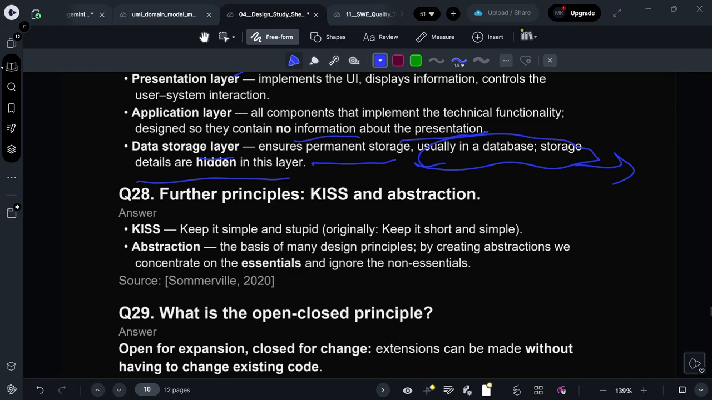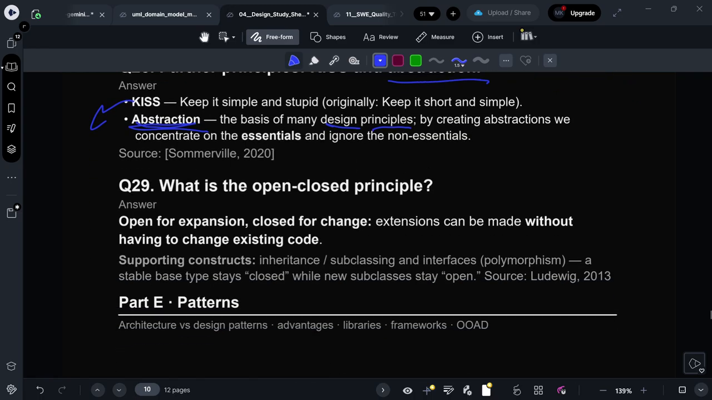Then we have further principles like KISS and abstraction. KISS is keep it simple and stupid. Originally keep it short and simple. But keep it short and simple is a little difficult to memorize. That's why they said it like this. Then we have abstraction, the basis of many design principles. By creating abstraction, we concentrate on the essentials and ignore the non-essentials, basically.